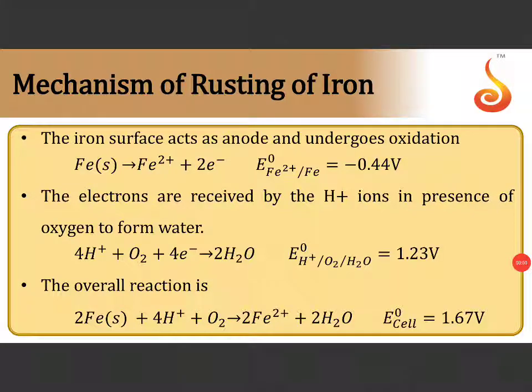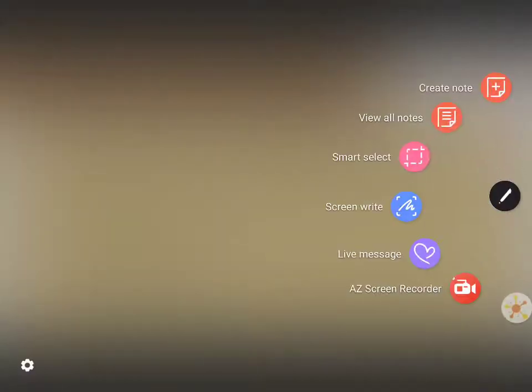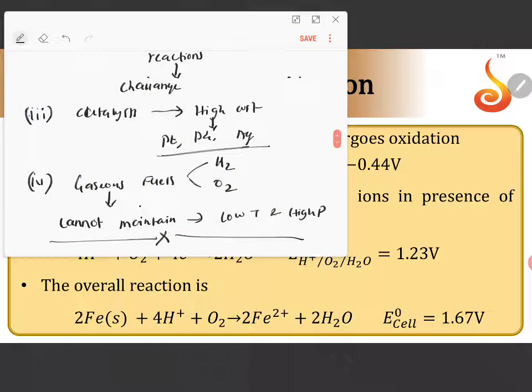So this is the electrochemical theory of rusting. Here the oxidation and reduction reactions are given, and the total overall redox reaction is also given. Now let us understand the in-depth mechanism of the electrochemical theory of rusting. This is very, very important.